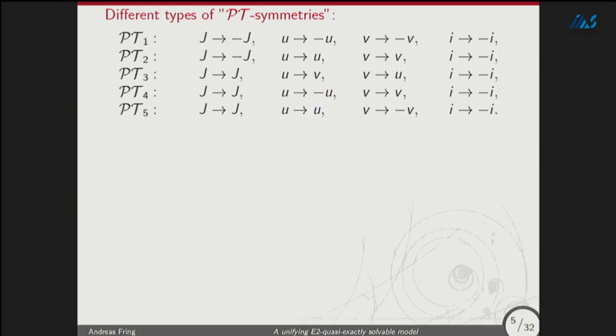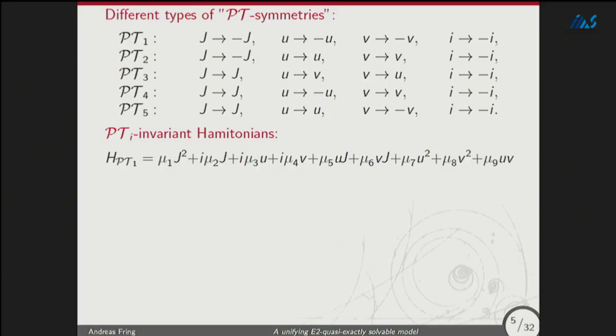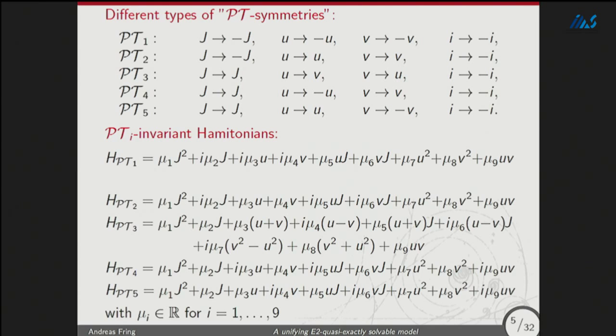And then you do what I told you before. We write down a generic Hamiltonian. So for PT1, I send all of them to minus, so it's very easy to write down. Have some generic constants here. The mu's are all real. And then, if I just have one generator, I have to put an I. If I have an odd number, I put an I, and if I have an even number, I will not have an I. Very, very easy to do. And of course, I can write down Hamiltonians in a similar way for the other symmetries. So that's very straightforward to do. And they are non-Hermitian in general, obviously, because of your I's.